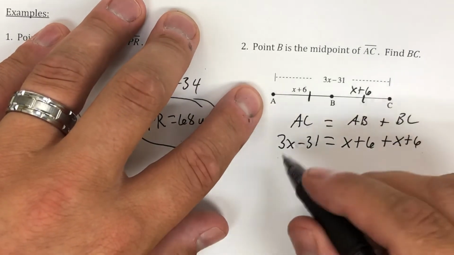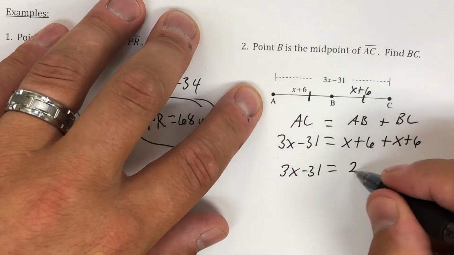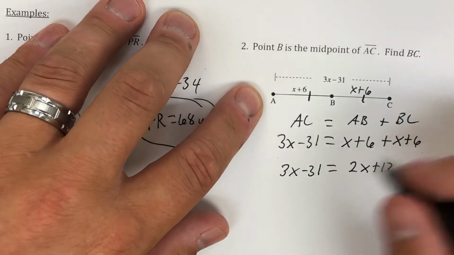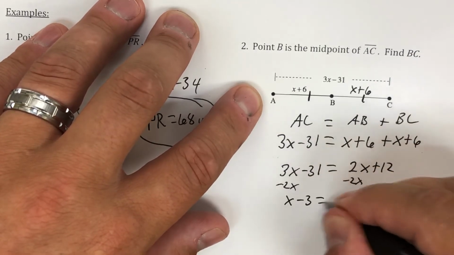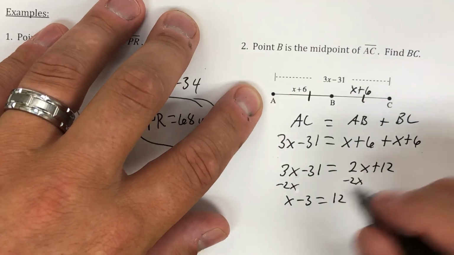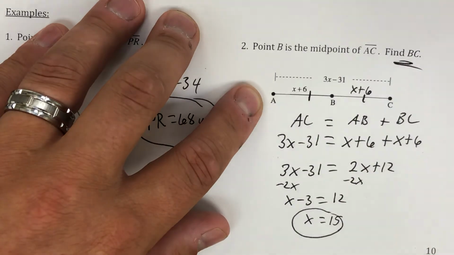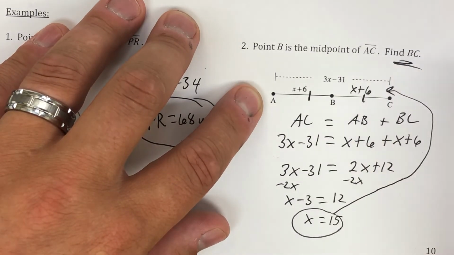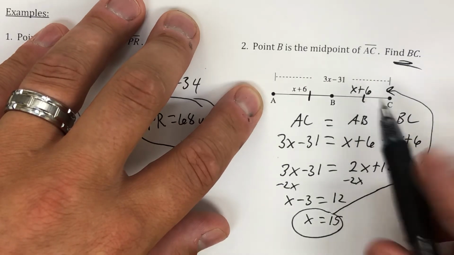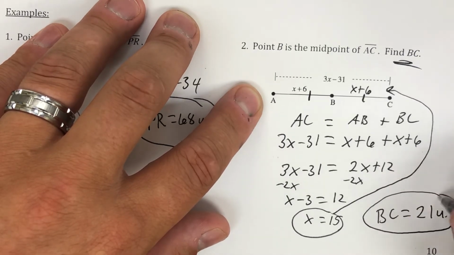Now we'll solve. 3x minus 31, no like terms on the left, equals 2x plus 12. Round them up. Subtract our 2x from both sides. x minus 31 equals 12. Add 3, x equals 15. What are we supposed to find? We're supposed to find BC. Have to put x back in for BC. 15 plus 6 is 21, so BC is equal to 21 units. We do not have anything there, so just 21.